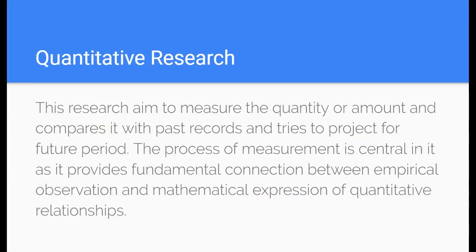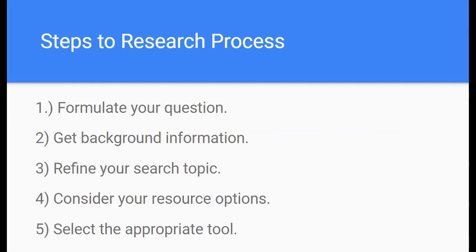Okay, so now look at the various steps to the research process. So the first thing is formulate our question. So we've already formulated our question on how do we solve power issue in Nigeria. Okay. Then we gotta get background information about power in Nigeria. When did Nigeria first have power, start talking. What year? How did the power even come in? Efforts made by different administrations, and then we refine our search topic.